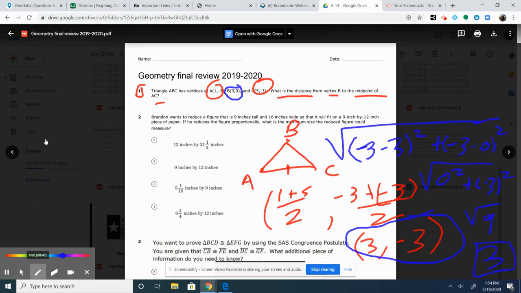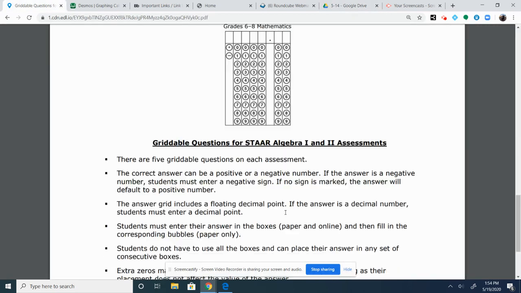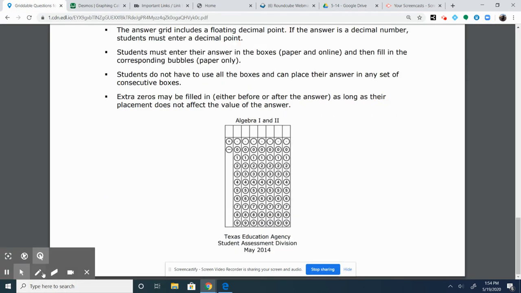Now this is going to be like a STAR test, so we're going to have to put it into a grid, which is going to look like this. So all you need to do is put a positive and the number 3. And that's your answer.